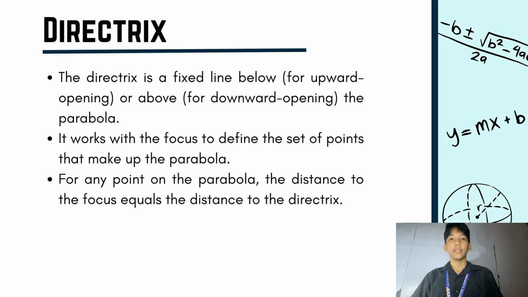Directrix. The directrix is a fixed line below the parabola for upward opening, or above for downward opening. It works with the focus to define the set of points that make up the parabola. For any point on the parabola, the distance to the focus equals the distance to the directrix.